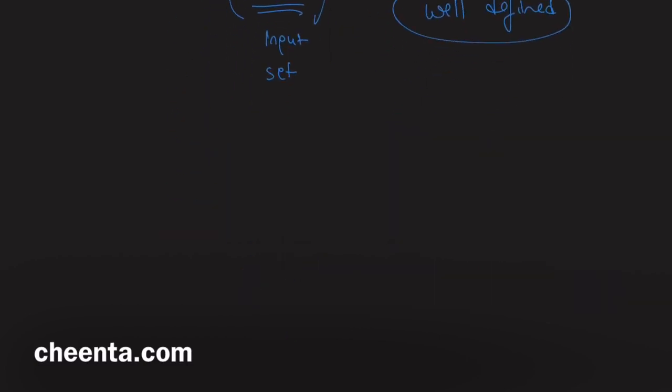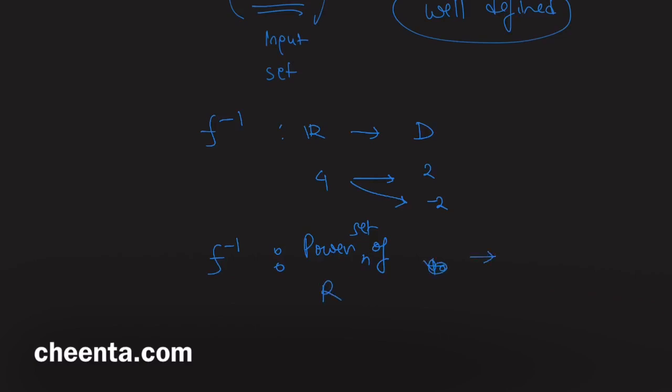So the f inverse is not well defined from R to D because 4 was going to 2 places, 2 and negative 2. F inverse is well defined from the power set of R to power set of D. Why? Because then the singleton set 4 gives a single output which is 2 comma negative 2.